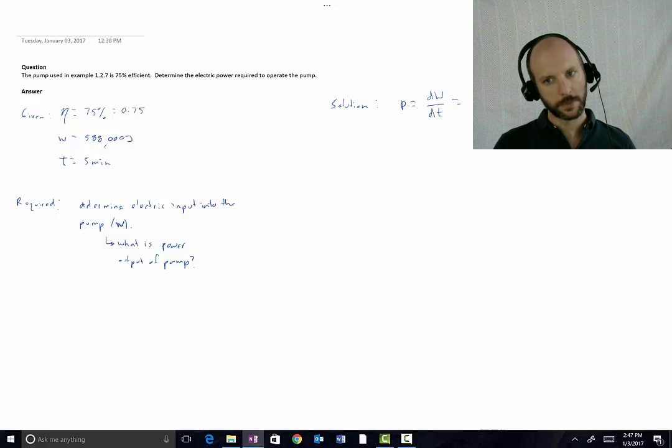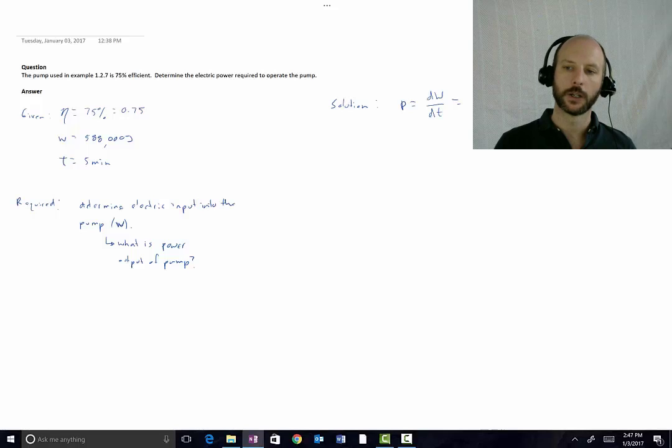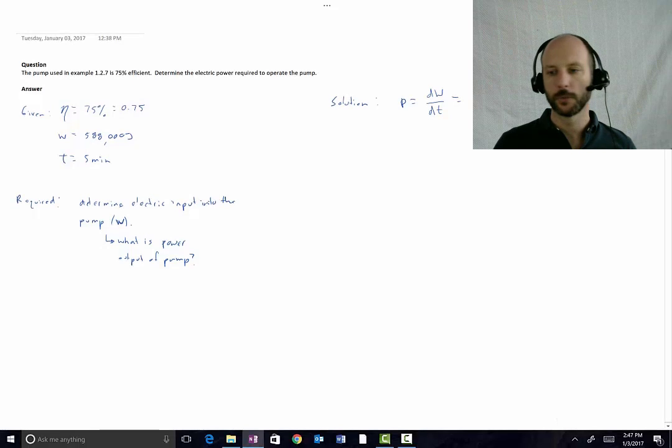That's not what the problem asked for though. We wanted to know the input power, and remember the relationship between work in and work out, or power in and power out, is that the output is always equal to the input times the efficiency. So here I've just rearranged that to say that the input power is equal to the output divided by the efficiency. So 1,960 watts divided by 75% efficiency gives me an input power requirement of 2.613 kW. Sorry, I kind of blacked out there, but I think you saw it there.